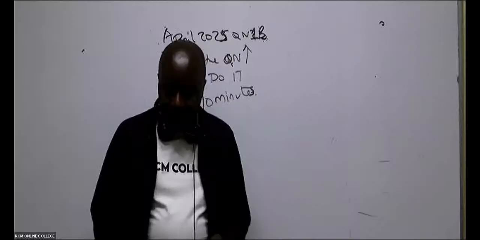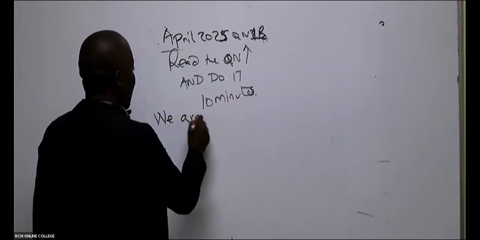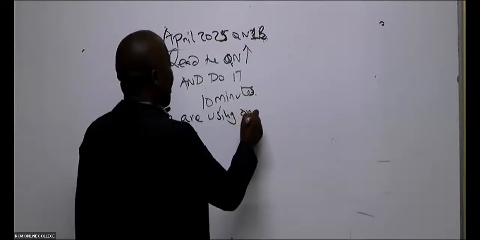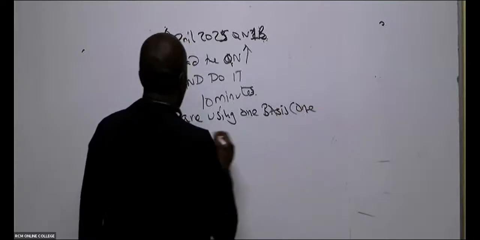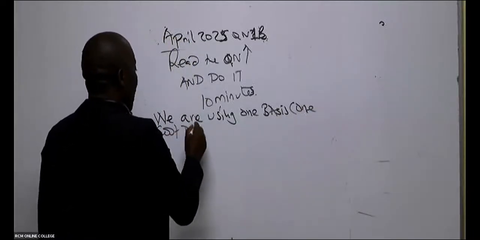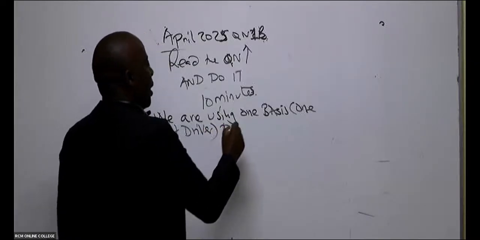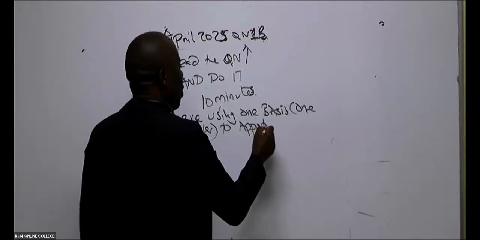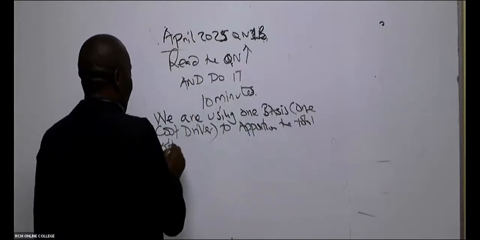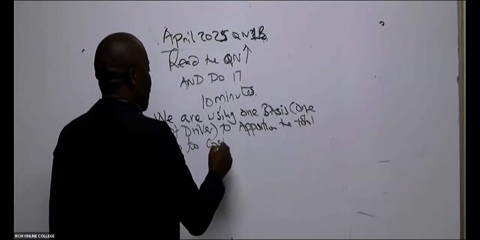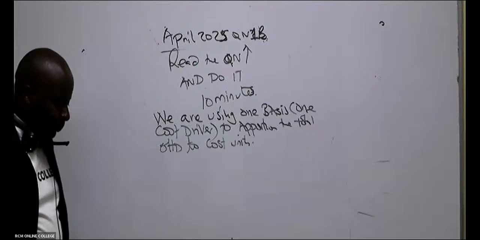So in this case here, we are using one basis, which you could call one cost driver, to apportion the total overhead to cost units, full stop.